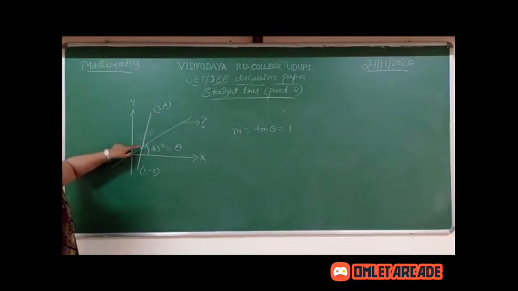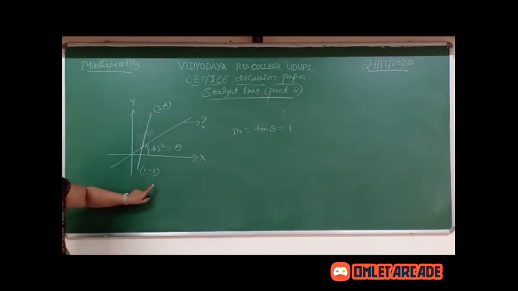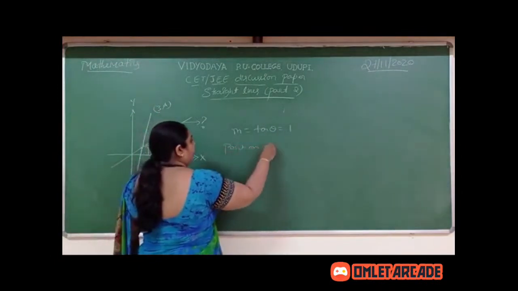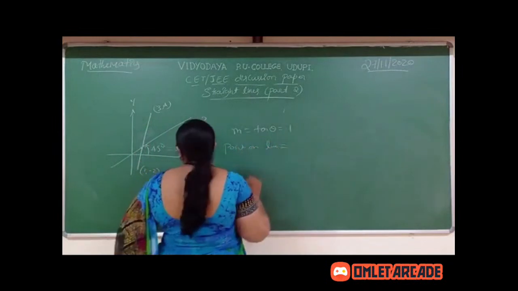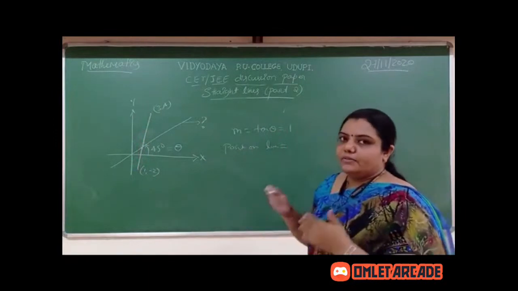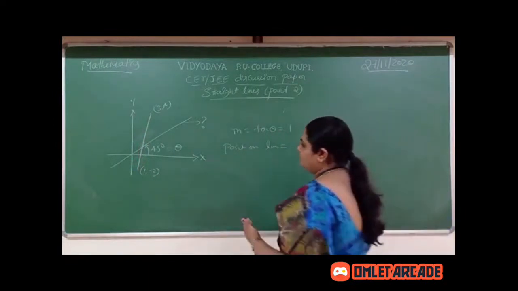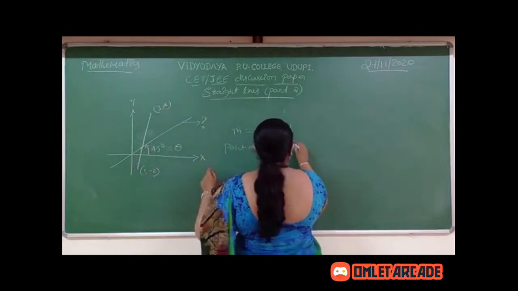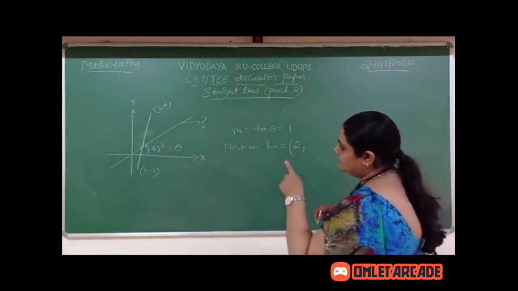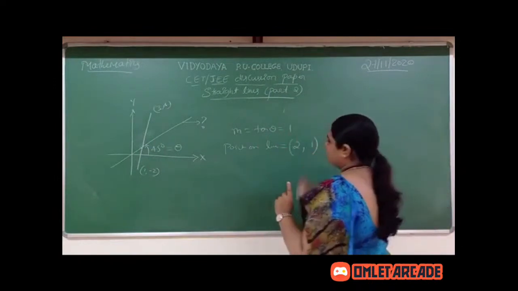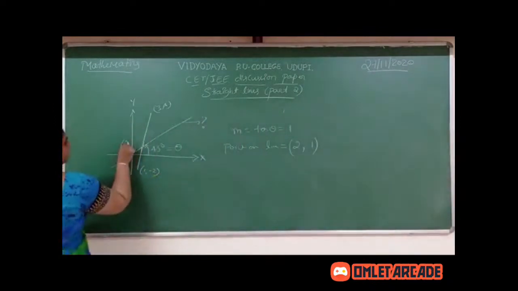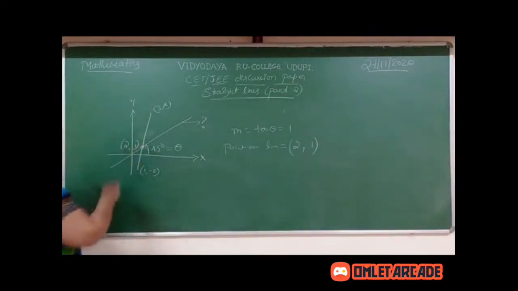Can I find this point? Since this point is the midpoint of (1, -2) and (3, 4), isn't it? Point on line is actually the midpoint of these two, isn't it? So midpoint formula: (x1 plus x2) divided by 2, (y1 plus y2) divided by 2. I am using that. So 1 plus 3, 4 by 2, that is 2, and -2 plus 4, 2 by 2, 1. Is it a point on the line? I am writing here (2, 1), this point.